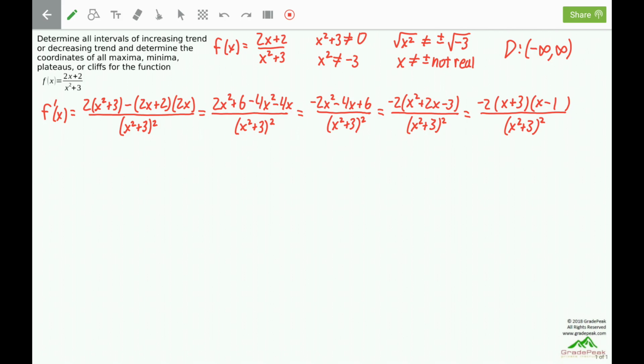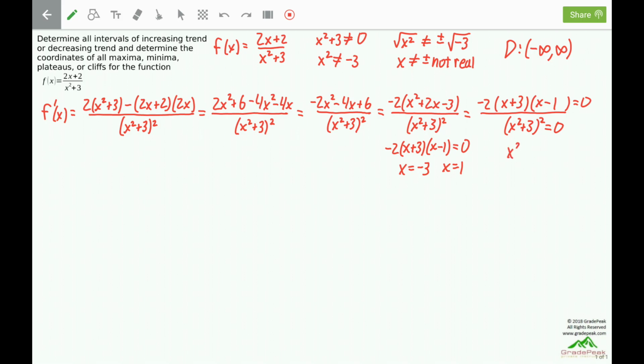So we have the first derivative as a single fraction. All powers are positive. It's fully factored. We can now set the numerator equal to 0 and the denominator equal to 0 and solve for all x's. Starting with the numerator, negative 2 times x plus 3 times x minus 1 equals 0. Solving for x, the negative 2 can just divide and doesn't matter here. It'll give x equals negative 3 and x equals 1.